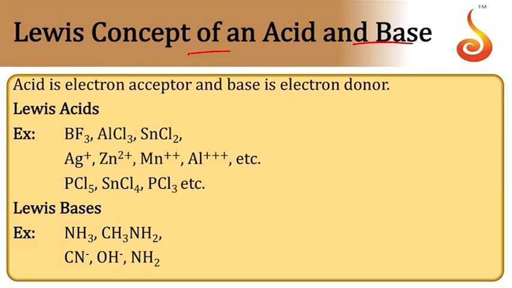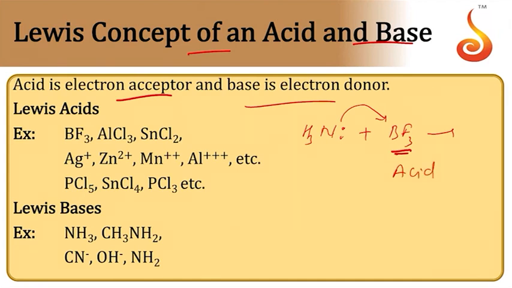Next, the Lewis concept of acids and bases. Here, an electron pair acceptor is called an acid. An electron pair donor is a base. So when you take a reaction like NH3 giving an electron pair to a BF3 molecule, in this reaction BF3, the electron pair acceptor, is called the acid here. The donor is called the base in this case. So the electron pair donor is the base and the acceptor is called the acid.